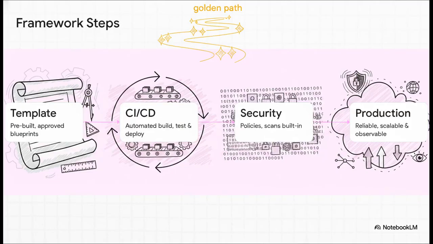Let's deconstruct those 4 critical stages for a second. Step 1 is the template. These are pre-built, totally approved blueprints, so your devs are building on proven patterns from literally day 1. Step 2 is CI/CD, automated build, test, and deploy, ensuring repeatable results. Step 3 is security, meaning policies and vulnerability scans are completely built in. It's secure by default every single time. And finally, step 4 is production. The end result is an environment that is naturally reliable, scalable, and fully observable.